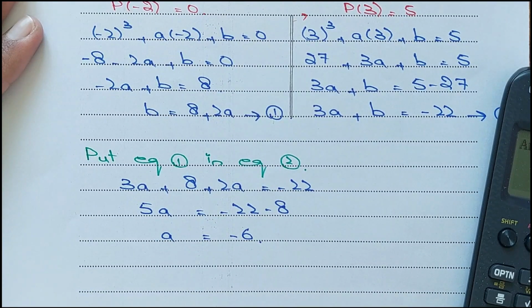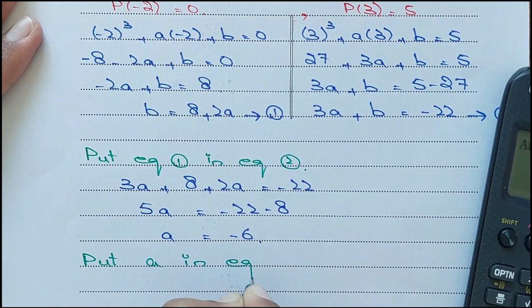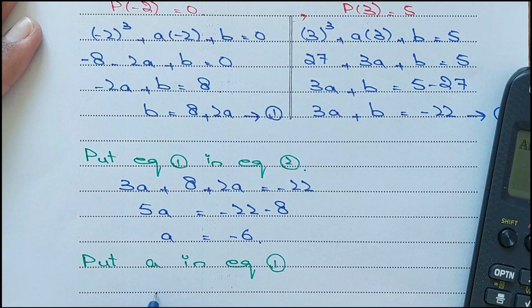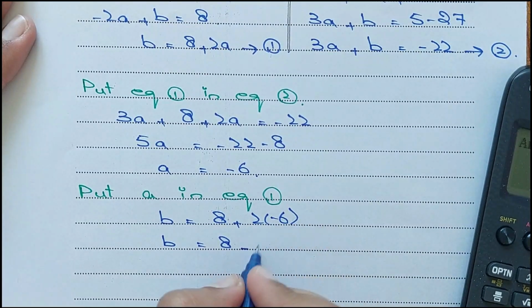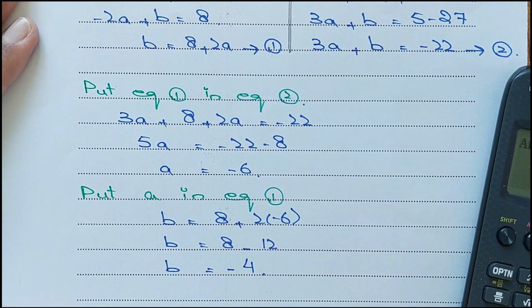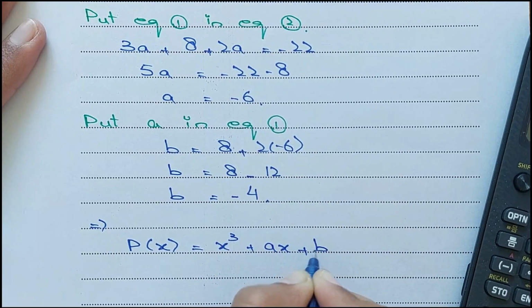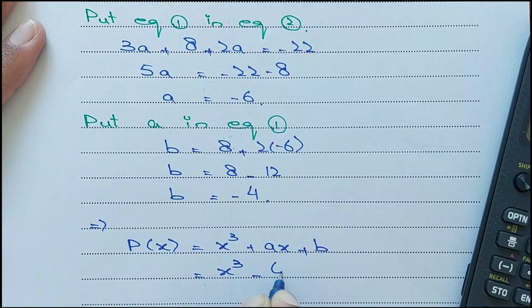Now substitute the a value into equation 1. Put a in equation 1. So we will get b equals 8 plus 2 times minus 6. So b equals 8 minus 2 times 6, which is 12. So b, 8 take away 12 is negative 4. So b is negative 4 and the a value is negative 6. So we can say the polynomial p of x is x cubed plus ax plus b, which is x cubed minus 6x minus 4, right?